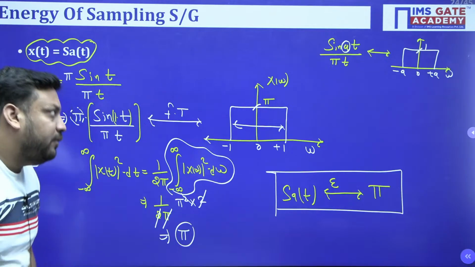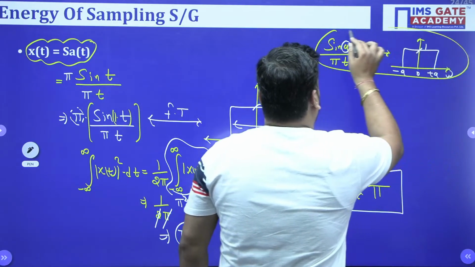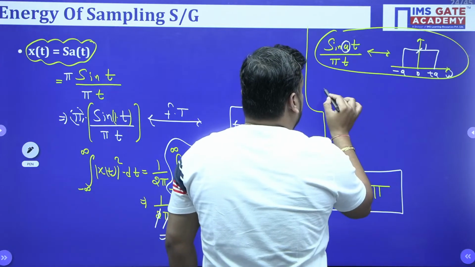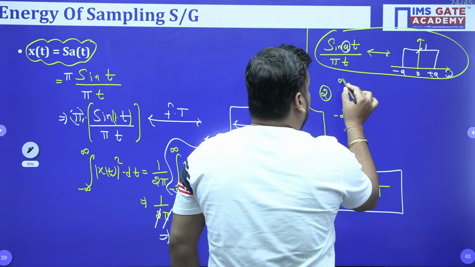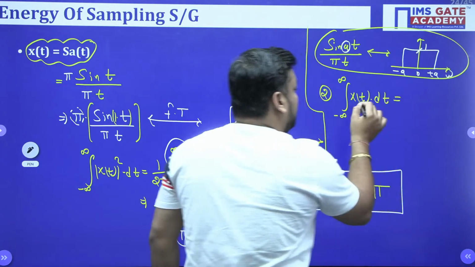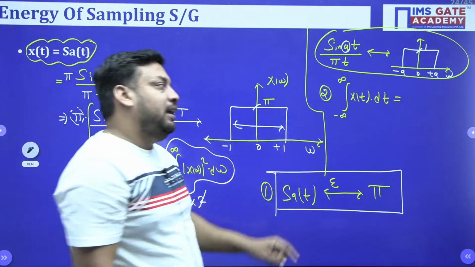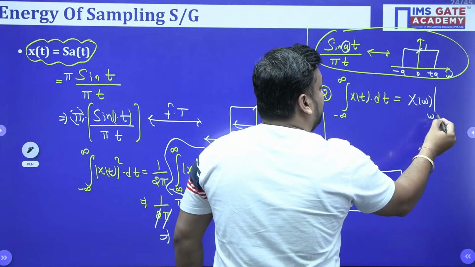Now student, suppose I am calculating the area also. This is my first question over. For the same expression, if I am asking for the area, then area is nothing but the integral from minus infinity to infinity of x(t) dt. This expression will give you area. And the area under the time domain property says put omega equal to 0 in X(omega).